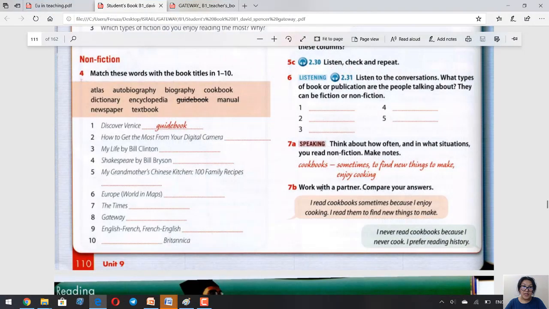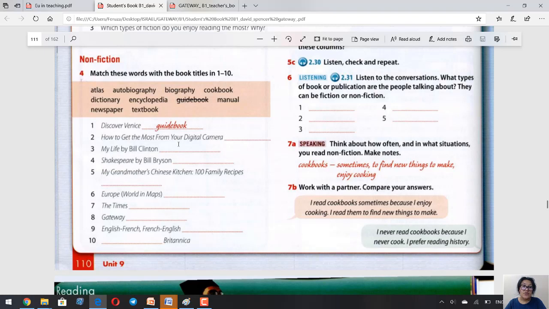And now we'll do a task from Gateway. Page 110. The task number 4. Match these words with the book titles in 1 to 10. Here we have book titles and we should give the literature. What kind of literature is it? The first is given as an example. Discover Venice. It's guidebook. And in this book we can find how to learn all places of Venice, how to get to some places, how to get to a restaurant, what hotel can we stop at, and so on.